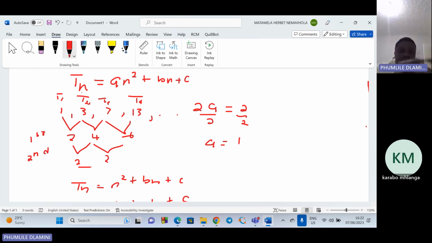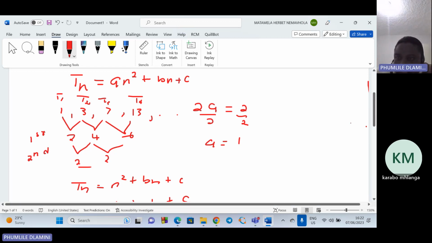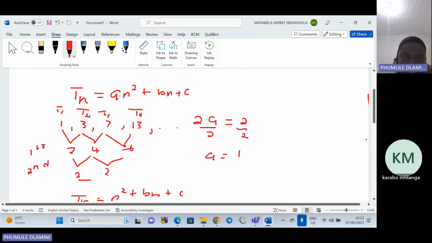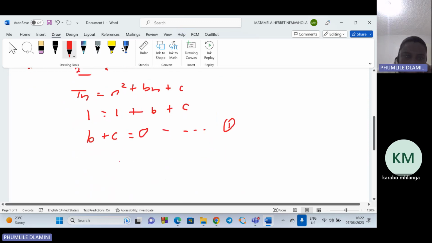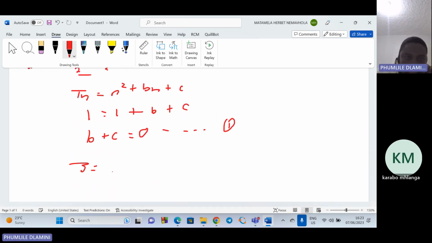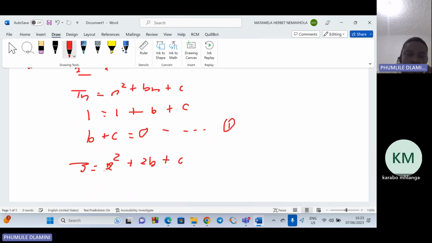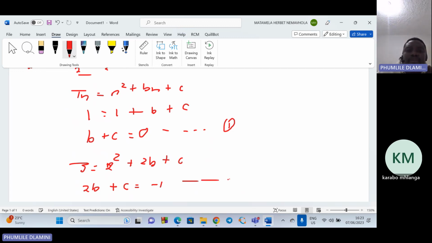Okay. So our Tn, we're going to use T2. T2 is 3. Then we say 3 equals n squared, so where we have n we substitute 2. It's going to be 2 squared plus 2b plus c. So this is going to be 4. So we're left with 2b plus c equals, when this 4 goes the other side, 3 minus 4, which is minus 1. So this is going to be your equation 2.